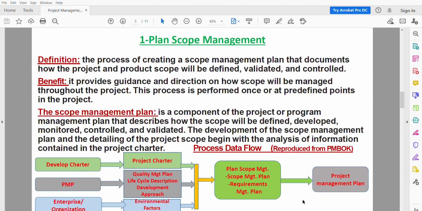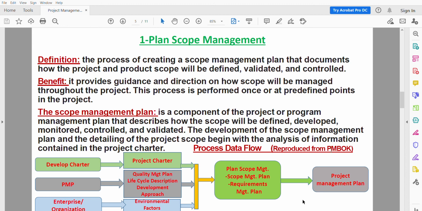The second output of the plan scope management is the requirements management plan. The requirements management plan is a component of the project management plan that describes how the project and product requirements will be analyzed, documented, and managed. Some organizations refer to it as a business analysis plan.